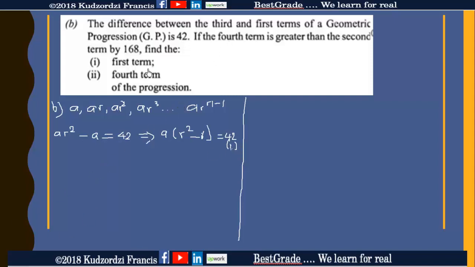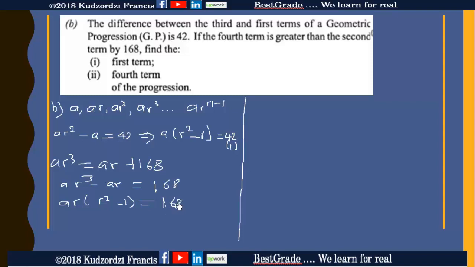Then also they are saying that the fourth term is greater than the second term by 168. So here is the fourth term and here is the second term. If this is greater than this by 168, then it means we have to add 168 to this before it will be equal to this. Or we subtract 168 from this before it will be equal to this. So we have ar to the power 3 is equal to ar plus 168. Then we can rewrite this as ar cubed minus ar is equal to 168. We can further simplify this or factor it to write ar into bracket r squared minus 1 is equal to 168. Now let's call this equation 2.